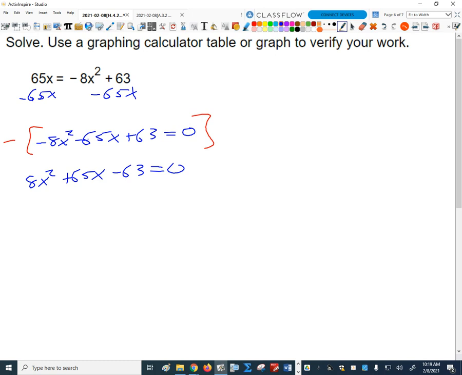And so Andrew was right that probably an easier way to do this would be to skip that whole process and just maybe push everything to the side initially that makes a positive, right? So we'll push everything to the left and get our 8x squared plus 65x minus 63 equals 0. Okay, and now we've got to solve this by factoring.